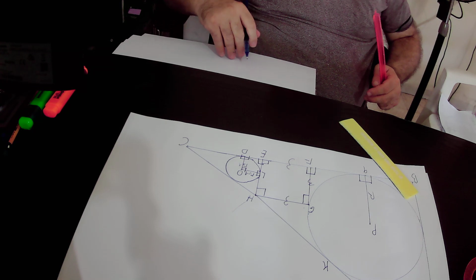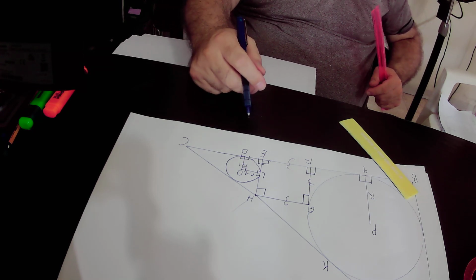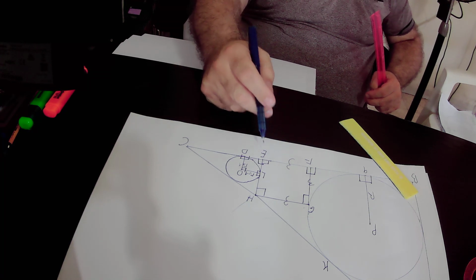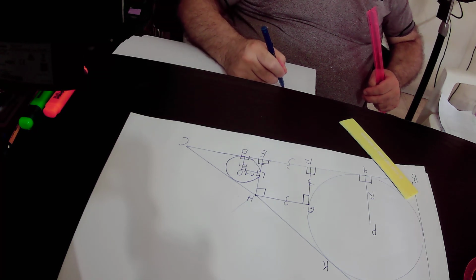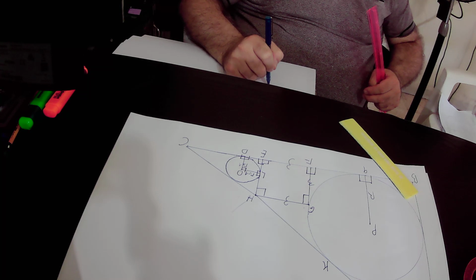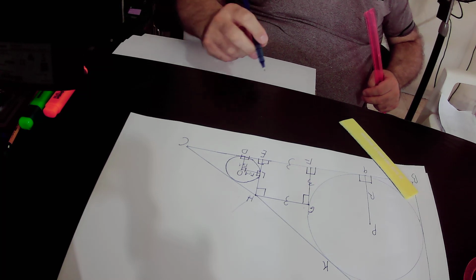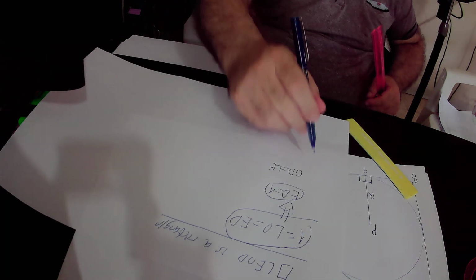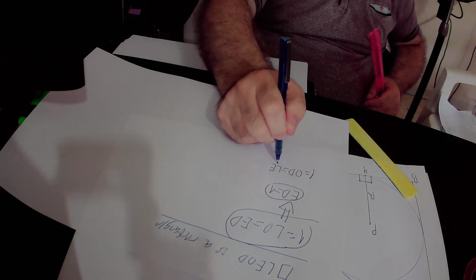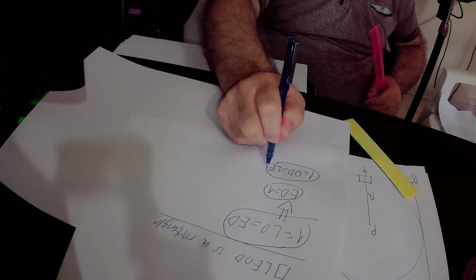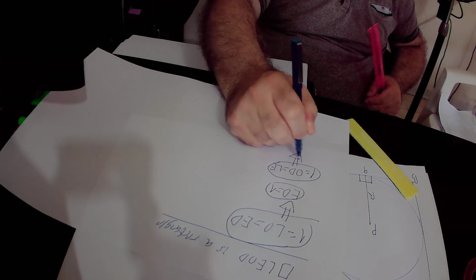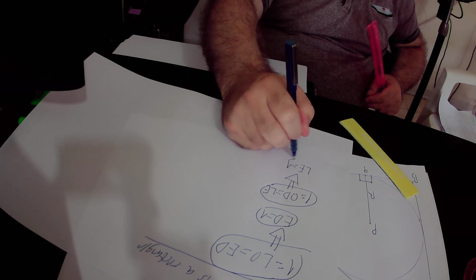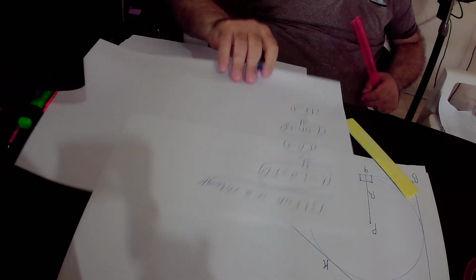Likewise, according to the same rule, OD must be equal to LE. But OD equals 1 unit, so we can write here that OD equals 1 unit. And from this equation, LE equals OD equals 1, we will derive that LE is also equal to 1 unit.